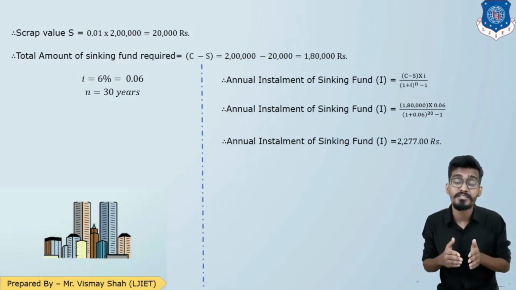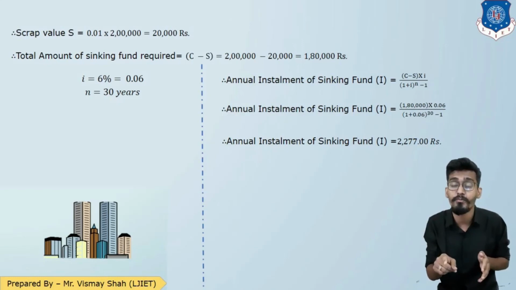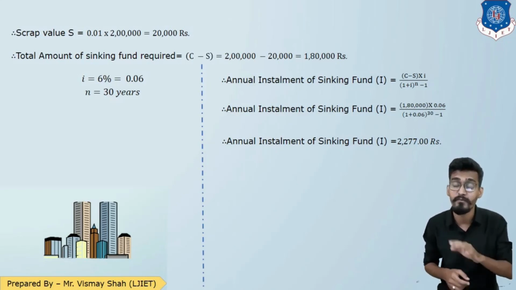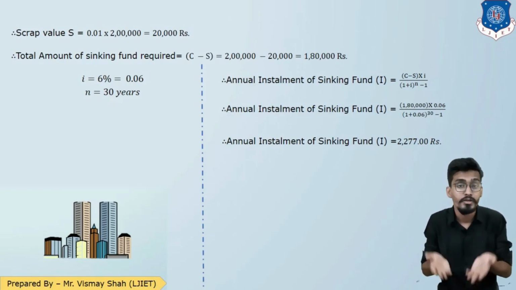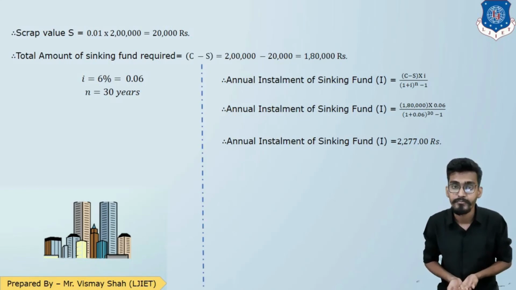Until and unless you have asked for book value, you don't have to calculate the interest. If you are asked for the book value, you have to calculate that interest criteria, which we have done in the numerical number 1. But in this case, we have only asked about annual sinking fund. So here is your annual sinking fund. So I hope we are clear about sinking fund method.